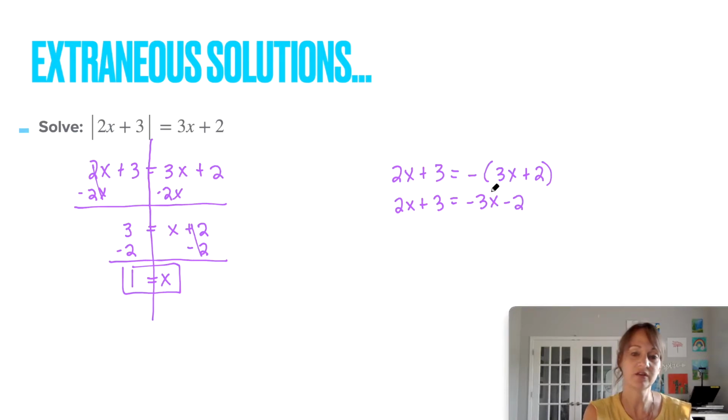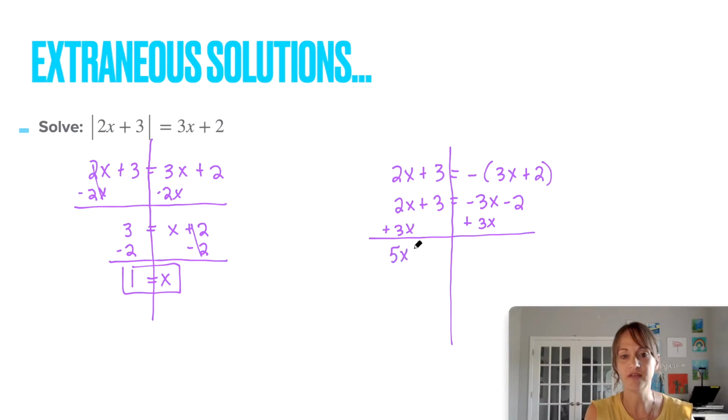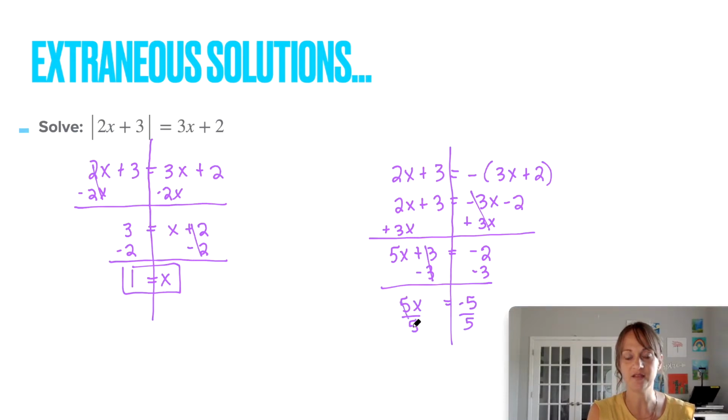Now whenever we solve here, I need to get the x's together. So I'm going to add 3x to both sides, and I will get 5x plus 3 equals a negative 2. Now to solve for x, we would need to subtract 3, and I'll get 5x equals a negative 5. Divide both sides by 5, and I will get x equals negative 1.